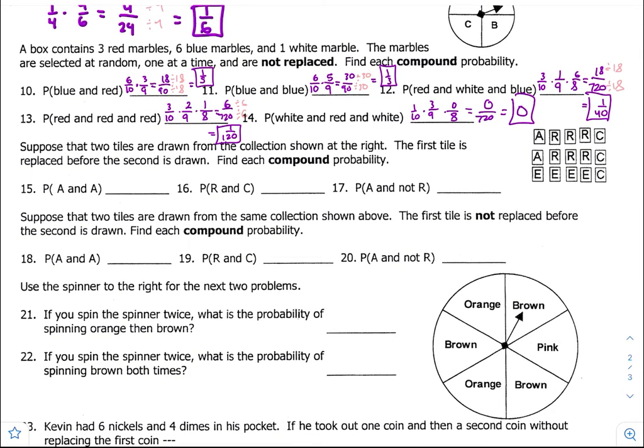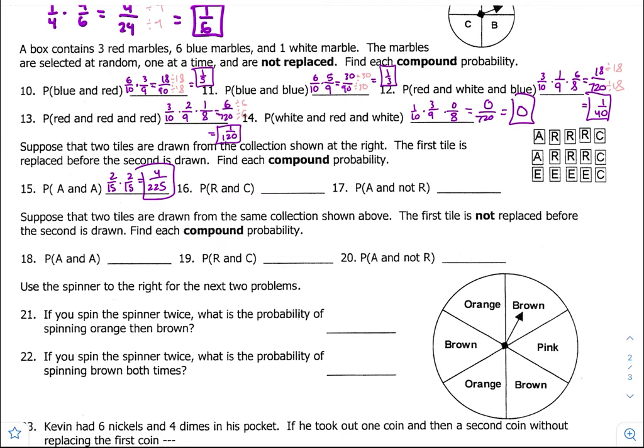15. Well, let's see. Suppose that 2 tiles are drawn from the collection shown at the right. The first tile is replaced before the second is drawn. So that means they put it back. So probability of getting an A, you guys, there's 15 total. So 2 out of 15. Put it back, so probability of getting another A is also 2 out of 15. So that, you guys, is going to be 4 out of 225. So remember, with replacement, you guys, means you put it back.